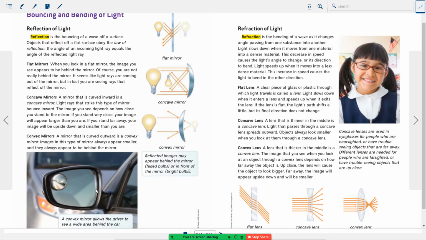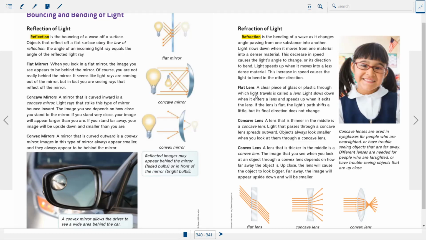Refraction of light. Refraction is the bending of waves as it changes angles passing from one substance into another. Light slows down when it comes from one material into a denser material. This decreases the speed and causes the light angle to change, or its direction to bend. Light speeds up when it moves into a less dense material. This increases the speed and causes the light to bend in the other direction.